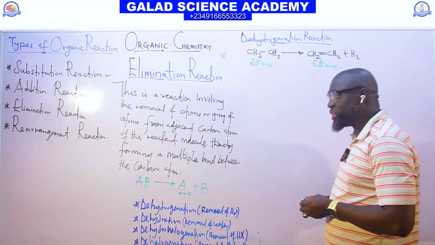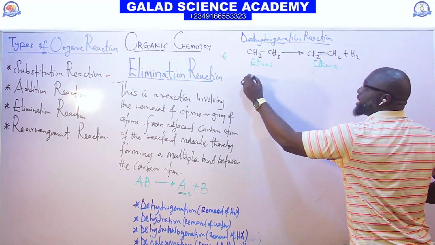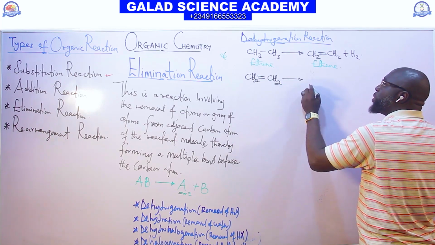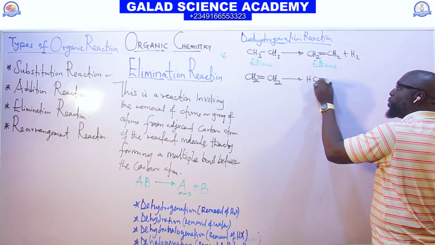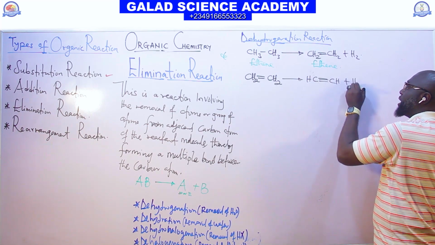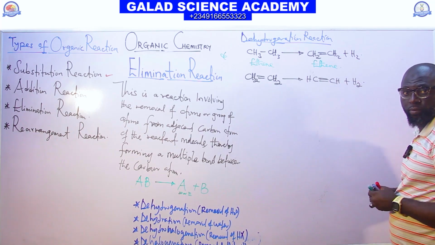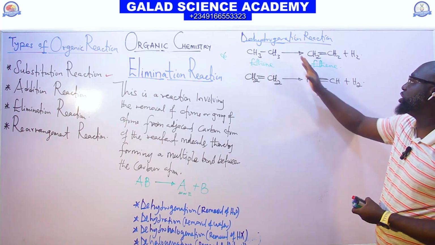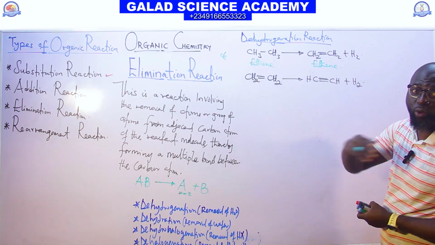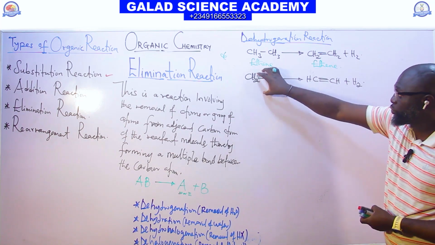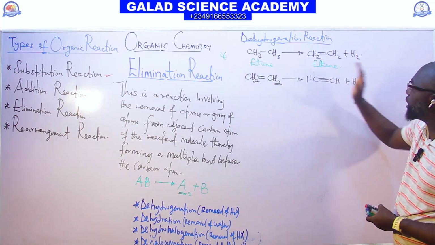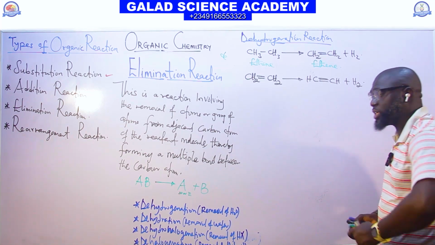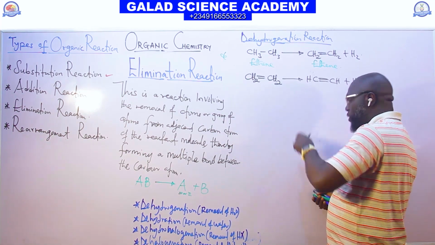And if we dehydrogenate this ethene, CH2 double bond CH2, if we remove hydrogen from it, it will give us ethyne. So you can see that the forward reaction here is dehydrogenation. The backward reaction is hydrogenation. This forward reaction is known as elimination. The backward reaction like this is known as addition reaction. So those are the two common examples of dehydrogenation.